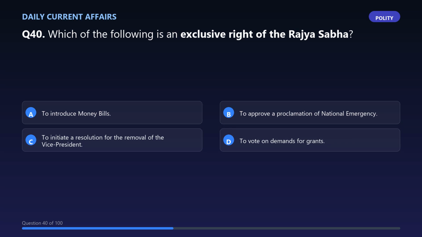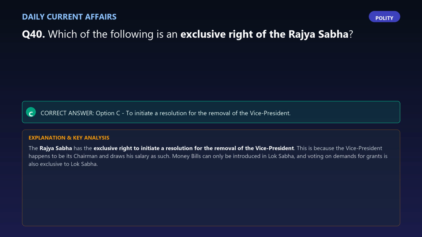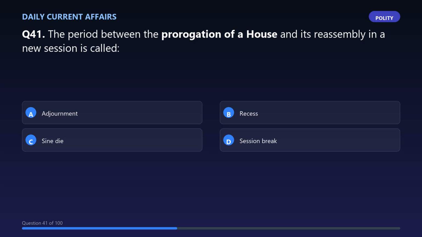Question 40. Which of the following is an exclusive right of the Rajya Sabha? The correct answer is option C, to initiate a resolution for the removal of the Vice President. Explanation. The Rajya Sabha has the exclusive right to initiate a resolution for the removal of the Vice President. This is because the Vice President happens to be its chairman and draws his salary as such. Money bills can only be introduced in Lok Sabha, and voting on demands for grants is also exclusive to Lok Sabha.